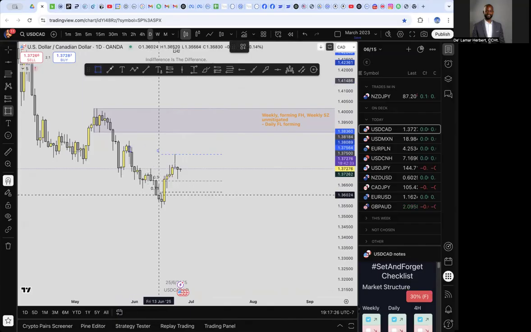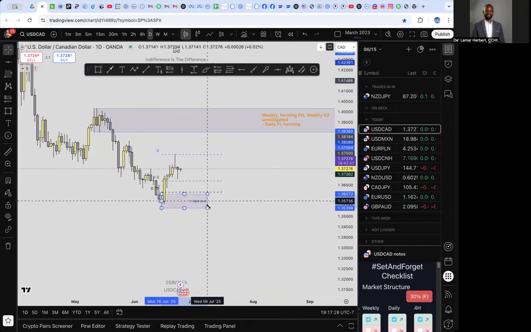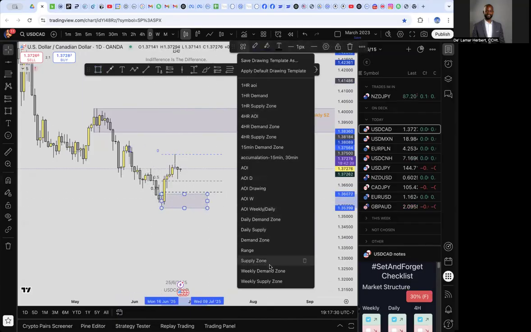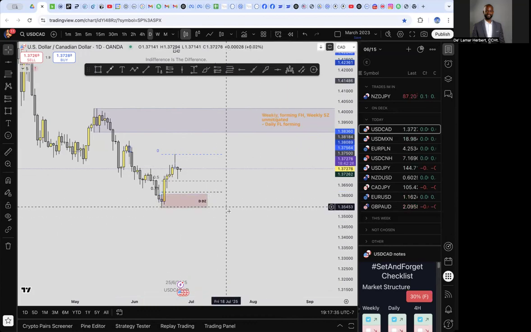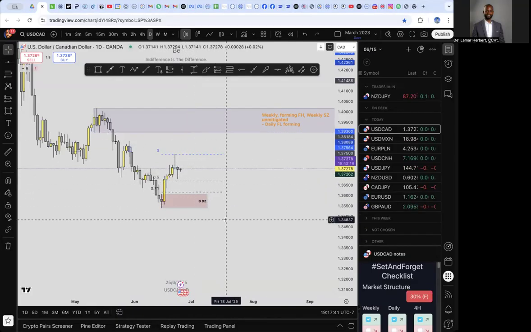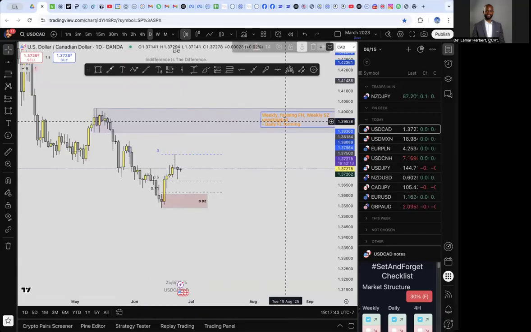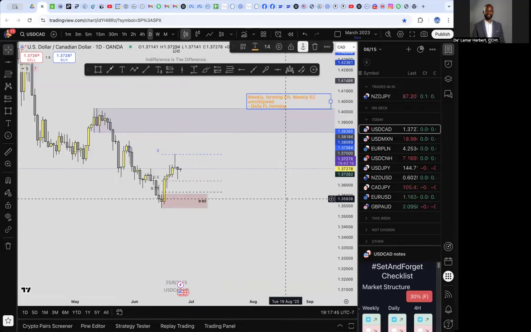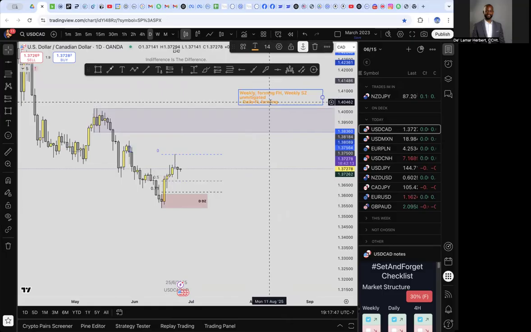We have a demand zone here at the daily. Okay, we have a daily demand zone. And we can always use this demand zone as a trampoline to make it back up to this supply zone, right? Yeah, so that's the context.